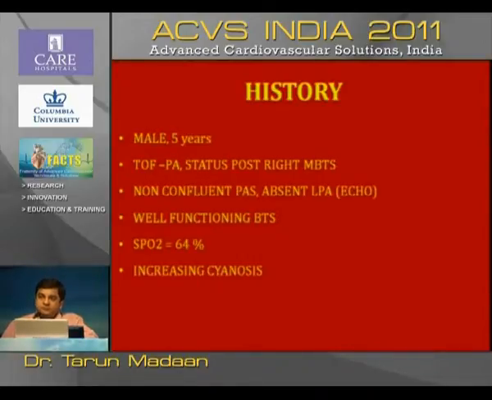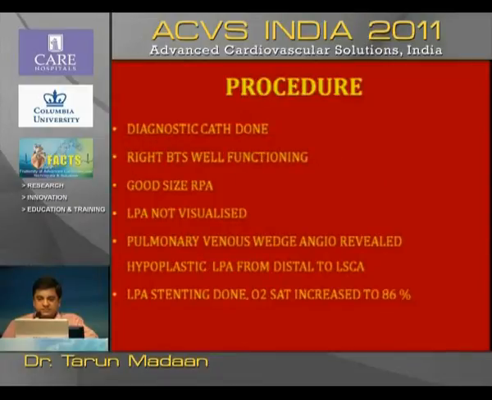The BT shunt was well functioning, and the saturation of oxygen was 64%. And he came with increasing cyanosis to us. So the procedure which was done was diagnostic catheterization, which showed a well-functioning right BT shunt, good size right pulmonary artery. LPA could not be visualized in the BT shunt angiogram. So we went ahead and did a left lower pulmonary venous wedge angiogram because there was a presence of small ASD, which revealed a hypoplastic left pulmonary artery which was arising distal to the left subclavian artery from the descending thoracic aorta. So we went ahead and did a LPA stenting, and the saturations improved and went up to 86%.